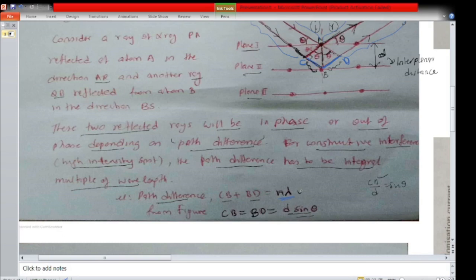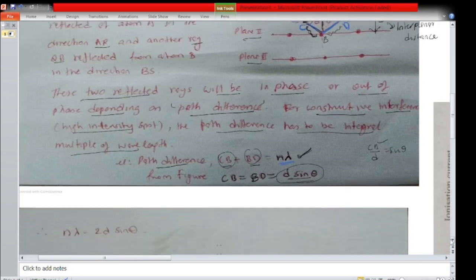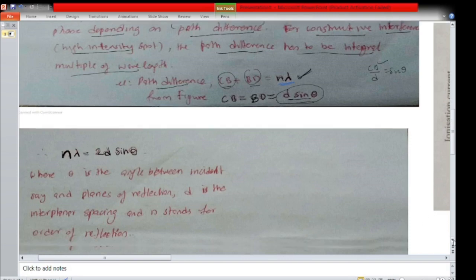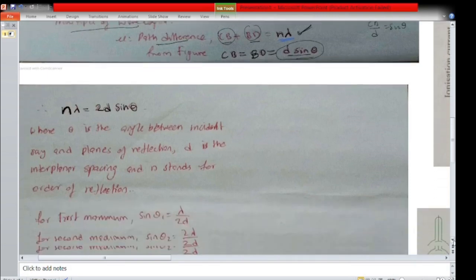So now what will be this equation? Because we are adding this CB and BD here, CB plus BD will become 2 times this quantity, that is 2d sine theta. Now we can write n lambda equal to 2d sine theta. That is the condition for constructive interference, or a bright spot. So if you are getting a bright spot on the screen, then this should be the condition, n lambda equal to 2d sine theta.